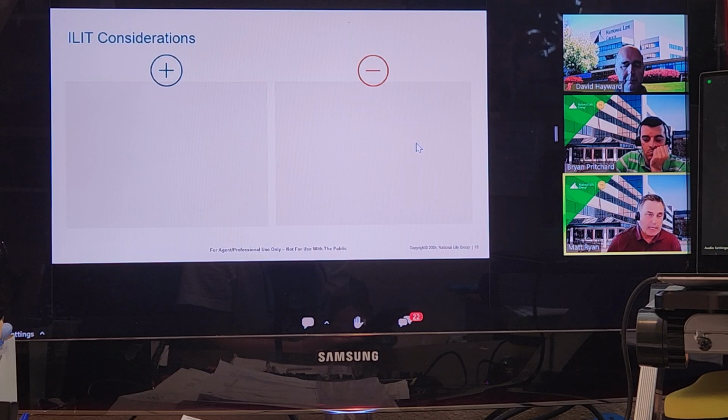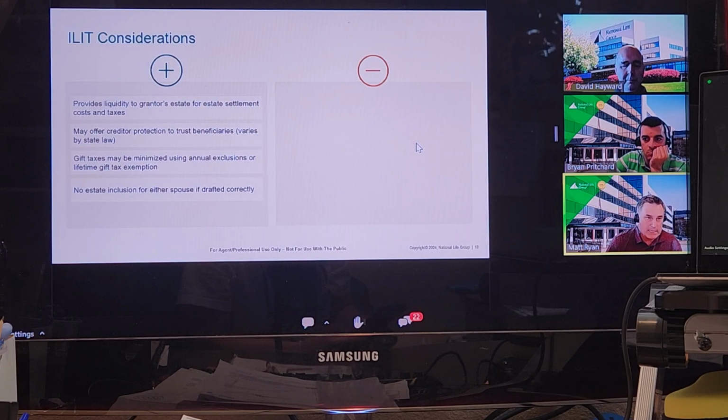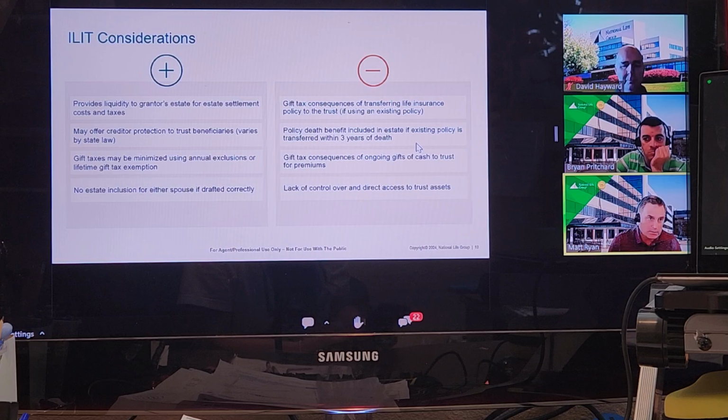Okay, so let's take a look at some considerations about John in terms of using this irrevocable life insurance trust. It provides John some liquidity to the grantor's estate in the event that maybe they don't have an estate tax issue, but they want to pay probate costs and settlement costs. We can do that, but if he does have estate tax issues, it can also be used for that. It offers some creditor protection for both himself and for his beneficiaries.